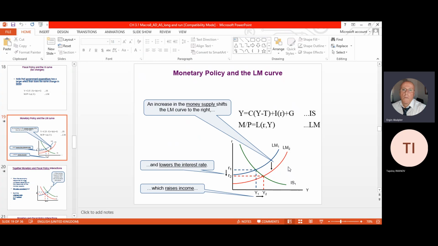Therefore, the LM curve is supposed to be expanded to the right side, where it is going from LM1 to LM2 on the graphic. It is indicated here. And the result of this will then cause a lower interest rate, where the interest rate is reduced from R1 to R2, because LM1 goes to LM2. The liquidity money moves from LM1 to LM2, to the red curve, and this will then raise the output and the income.